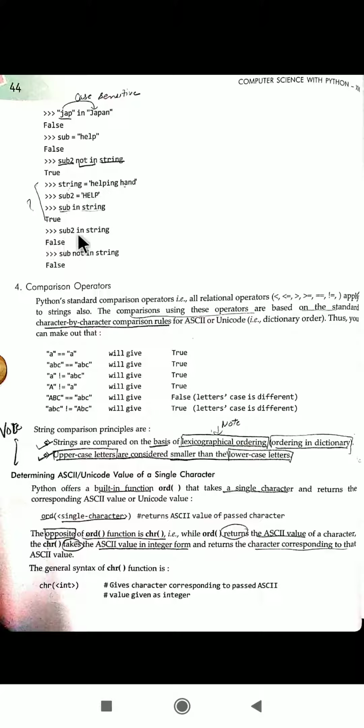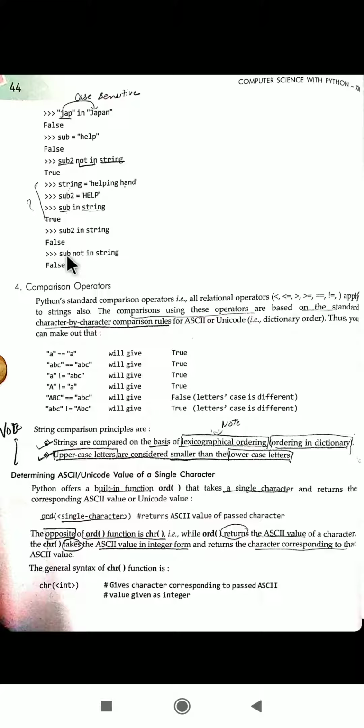Now sub 2 in string. Sub 2 is capital Help in string. Here we have helping hand in small letters, so we know it is case sensitive. It is having capital Help and it is having small letters helping hand, so it is not a part of it. False.